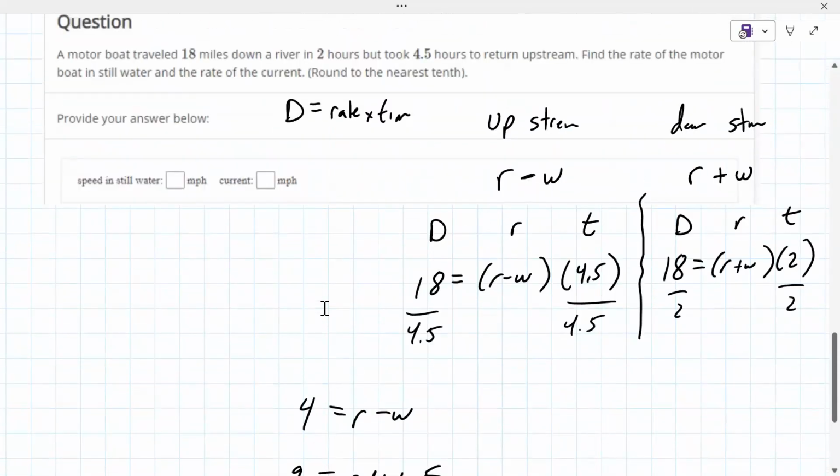So those are our answers: still water is the R. The current, I use W for current or wind. It's consistent. That's 2.5. Is that okay? Yeah.